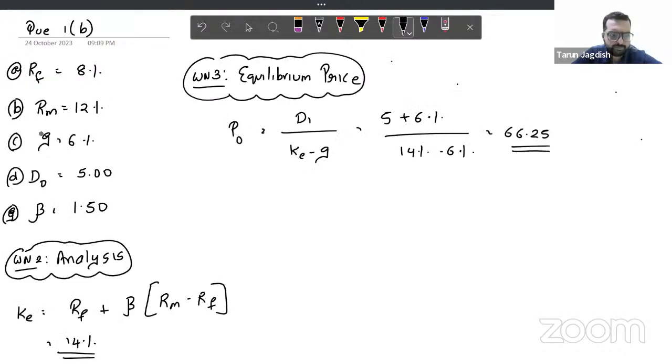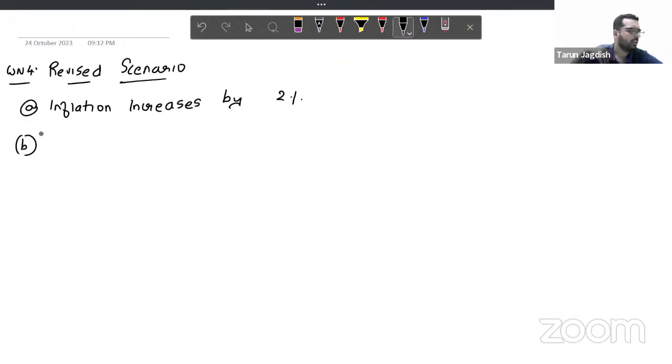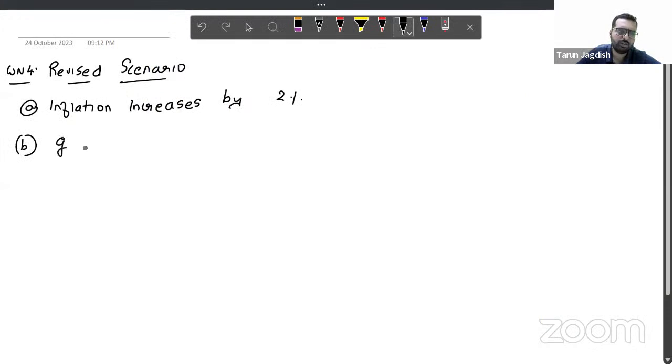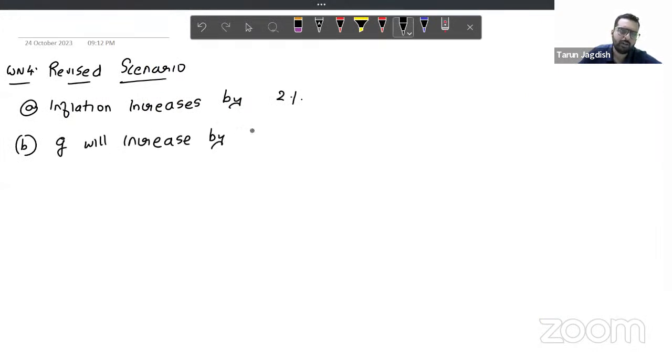One minute. Here, how much is the RM that is told over here? 8. All right. So next part. 1 that is given. Second, they have told the growth rate will increase by how much percentage? Growth will increase by 2%. So friends, from this, what they have done is they have found out your revised RF. How they have found out your revised RF is right now it is 8, correct? Plus 2% of 8.